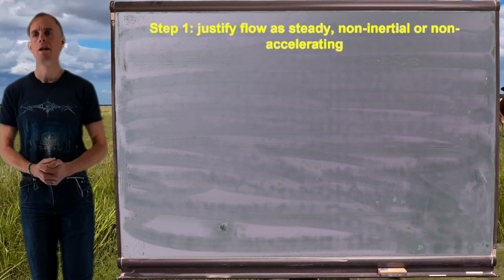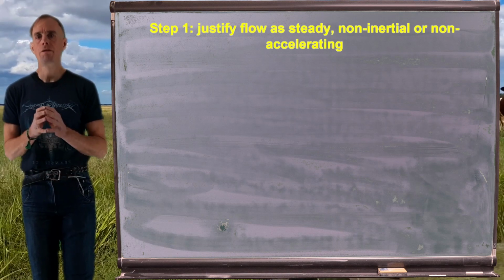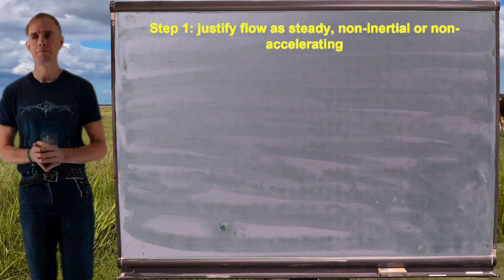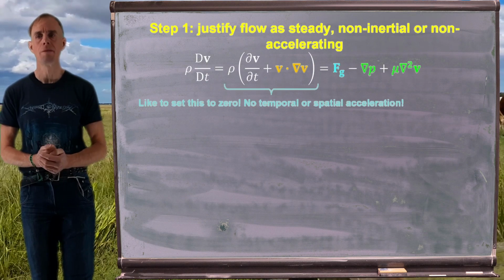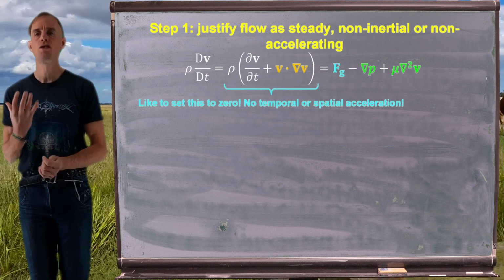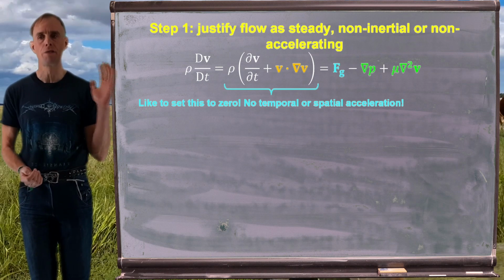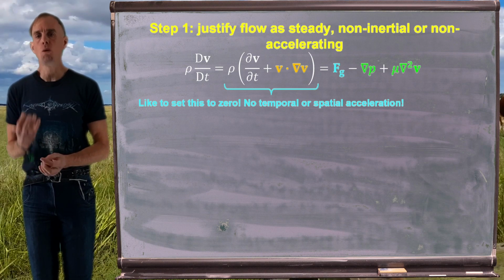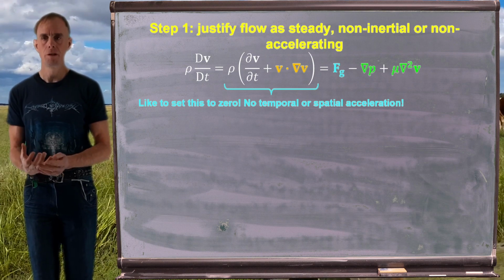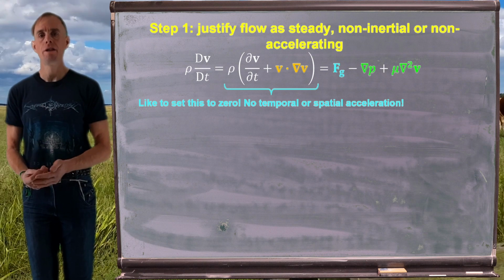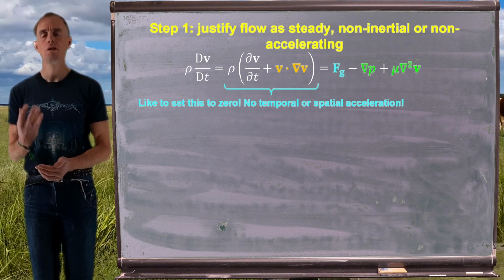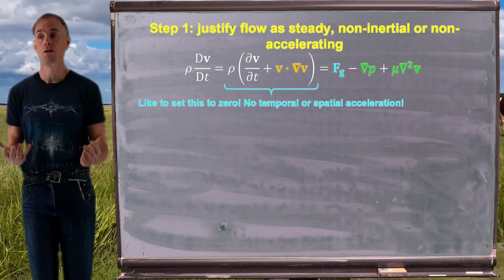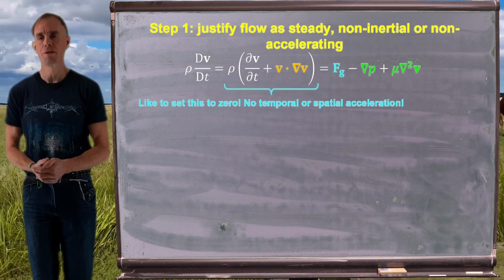So this first step is really important because this all regards how we justify setting that substantive derivative to 0. So let's just remind ourselves which term that is. It's the entire left-hand side of the Navier-Stokes equations as I've written them here. We've already discussed that this substantive derivative is all about quantifying acceleration. And so if we genuinely have a flow that has neither temporal acceleration nor spatial acceleration, then that term is going to be 0 anyway, which is great, which is really a nice scenario to deal with.